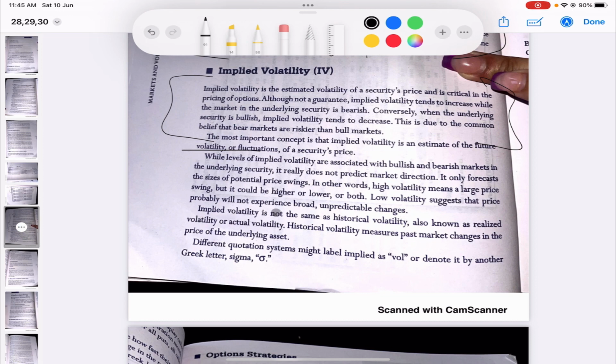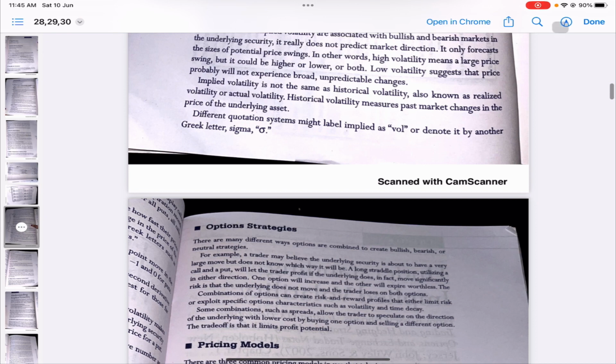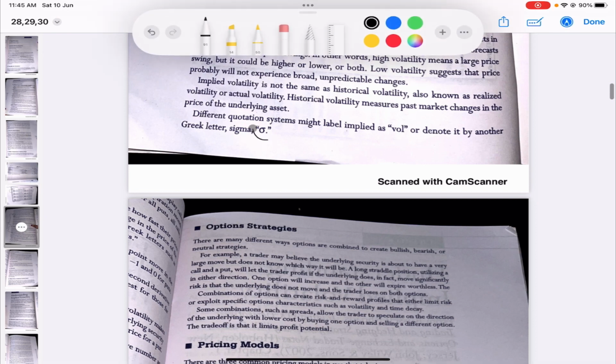Implied volatility is not the same as historical volatility, also known as realized volatility or actual volatility. Historical volatility means past volatility or past market changes, but implied is what might happen in the future. Okay, so this symbol, whenever you see, this is signifying IV or volume.